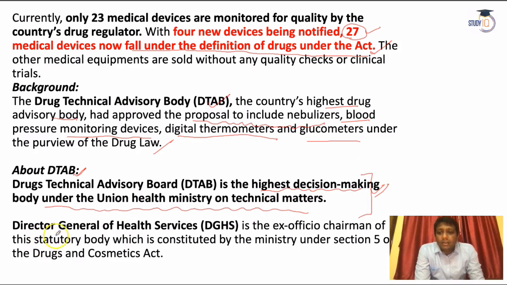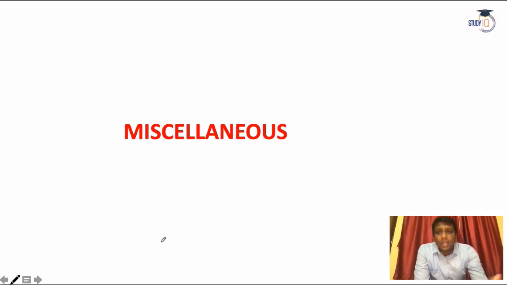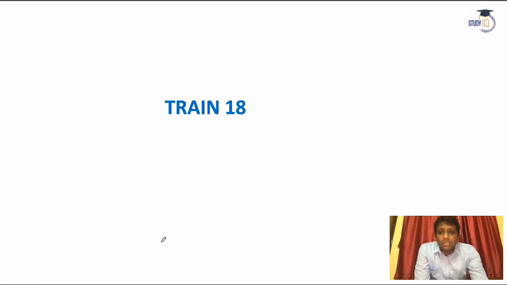The Director General of Health Services is the ex officio chairman. It is a statutory body, which is constituted by the ministry under section 5 of the Drugs and Cosmetics Act. Now we'll go into the last chapter, that is the miscellaneous topic. Here we go first with Train 18.